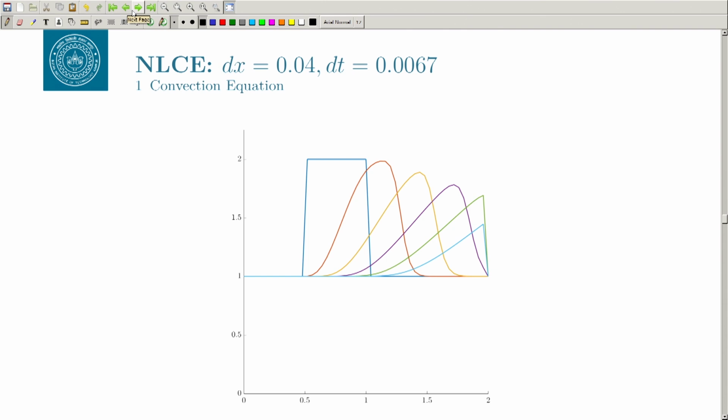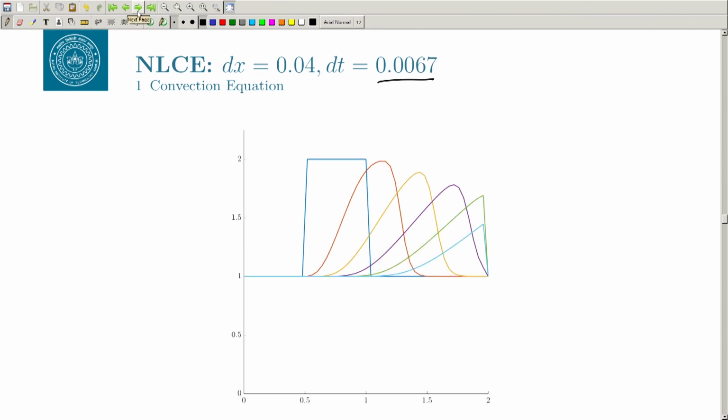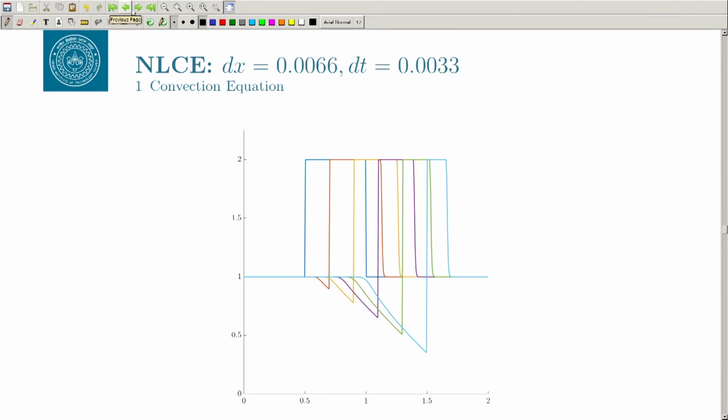You can see the same thing here. So, here what I have done, I have taken higher dt compared to the last one. I have just doubled the dt size, and you can see that now it has moved faster on the right hand side, because dt is higher. Now, what is happening here?